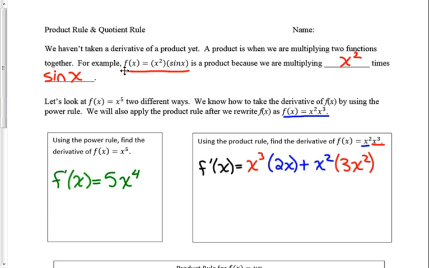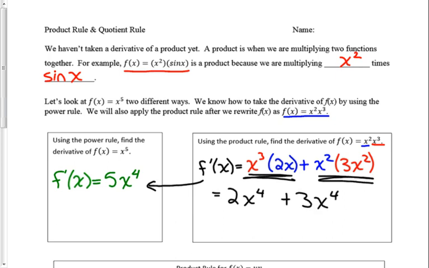Well, that's all great and fine, but the key is that it better match up to what I started with, what I should end up with, and I should get 5x to the fourth. Right now, that's not what I have, but let's see what we do have. I simplify the first term, and that's 2x to the fourth. I simplify the second term, and that's 3x to the fourth. When I combine those, I get 5x to the fourth, which is exactly what I was trying to get when I did my derivative without using the product rule.